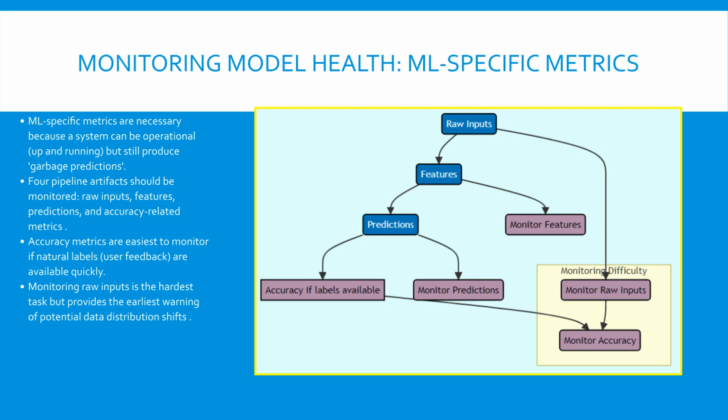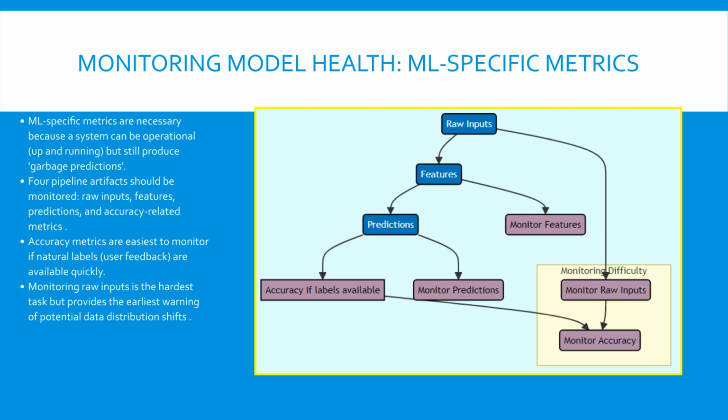If accuracy isn't available immediately due to delayed feedback, we monitor the predictions themselves, checking if the output distribution changes significantly, like suddenly recommending only one type of product. Moving further upstream, we monitor the extracted features, and finally the raw inputs. While monitoring raw inputs is the hardest task because the data is usually unstructured and messy, it provides the earliest warning of potential data distribution shifts, such as new types of inputs appearing. This complete view ensures that the model remains scientifically sound, not just functionally sound.